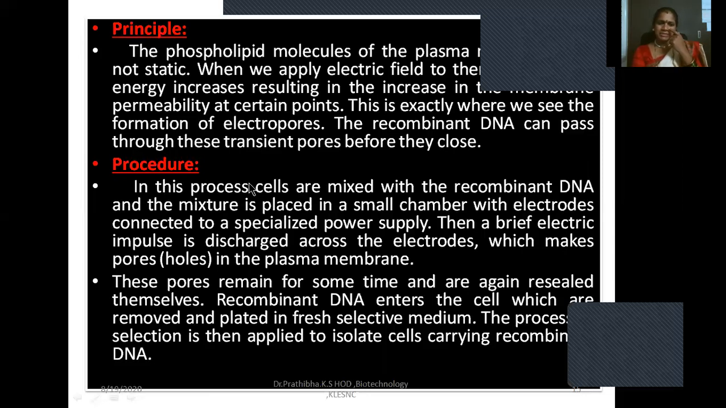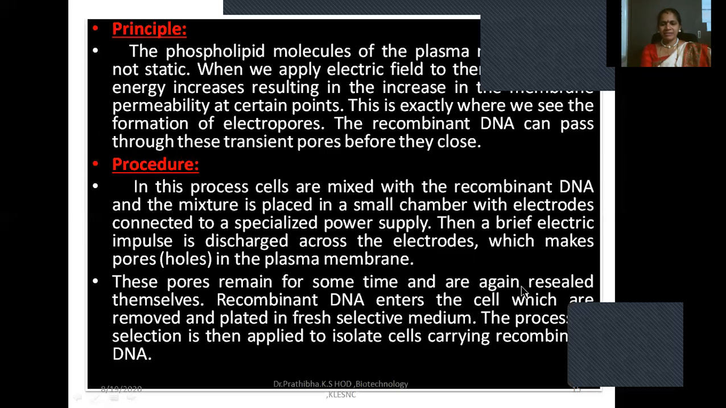In this process, cells are mixed with recombinant DNA, and the mixture is placed in a small chamber with electrodes connected to a specialized power supply. Then a brief electric impulse is discharged across the electrodes, which makes pores or holes in the plasma membrane. These pores remain for some time and then close by themselves.